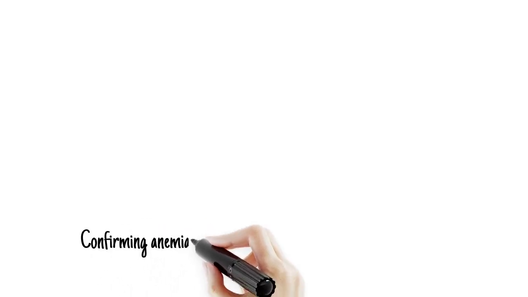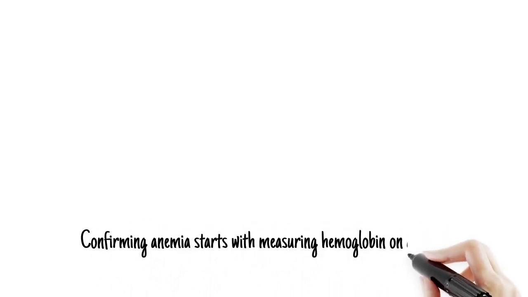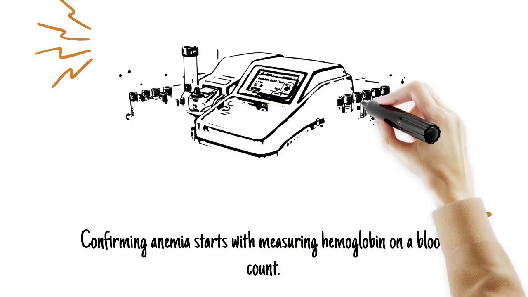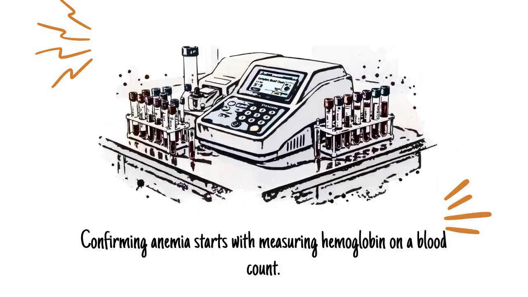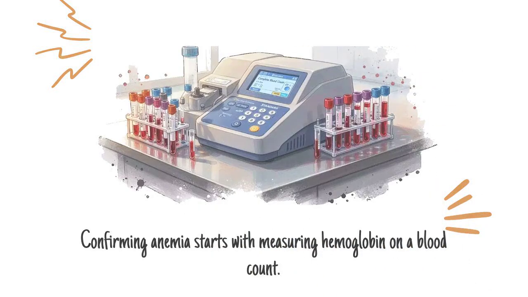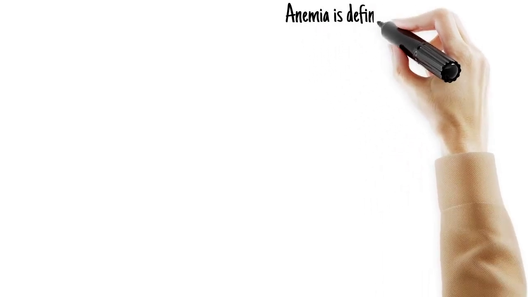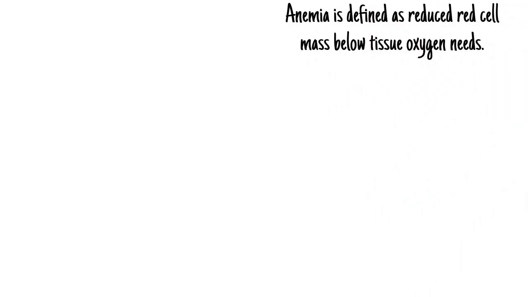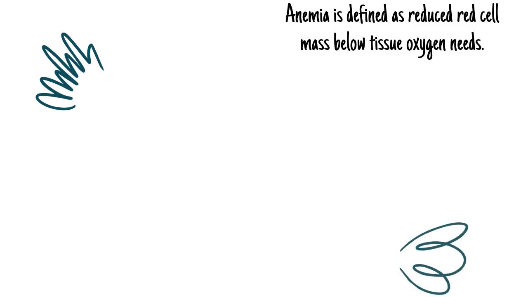The evaluation of anemia begins with a single foundational step, confirming that anemia actually exists. This is done by measuring the hemoglobin concentration on a complete blood count. Anemia is formally defined as a reduction in circulating red cell mass below what is needed to meet tissue oxygen demand. In clinical practice, we detect this as a hemoglobin below sex and age-adjusted reference ranges.